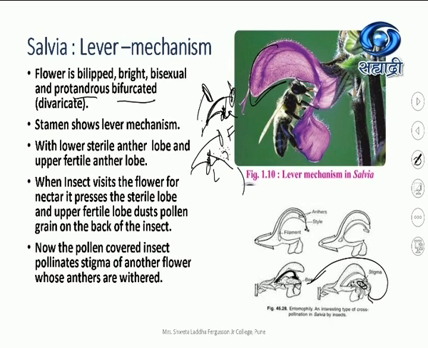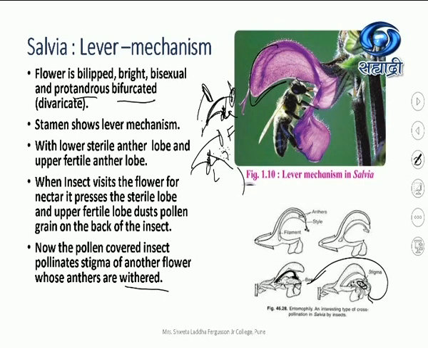Now the pollen grain covered insect pollinates the stigma of another flower whose anthers are withered, because by the time the gynoecium is maturing, the androecium, the anthers, wither, because of the protandry condition. First the androecium gets matured, and then the gynoecium gets matured. So a wonderful lever mechanism can be seen in Salvia.